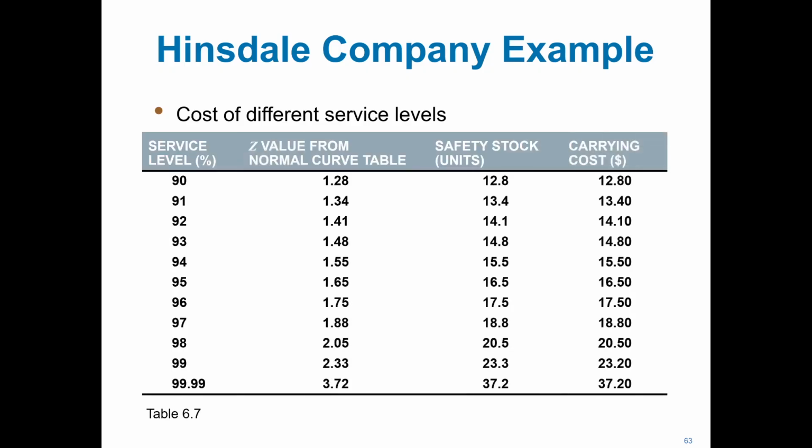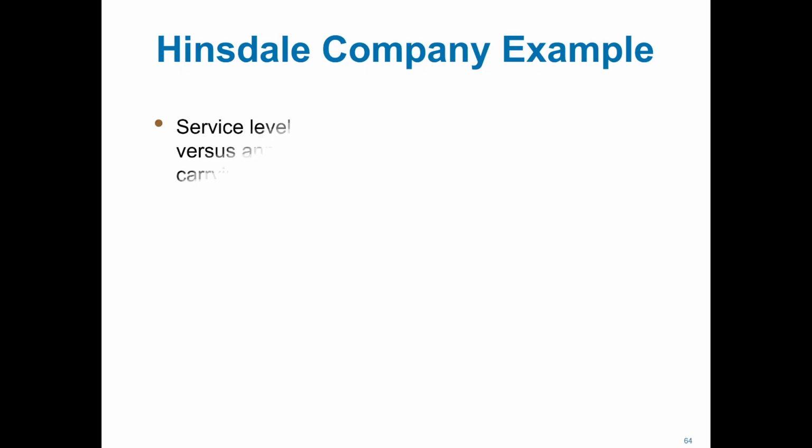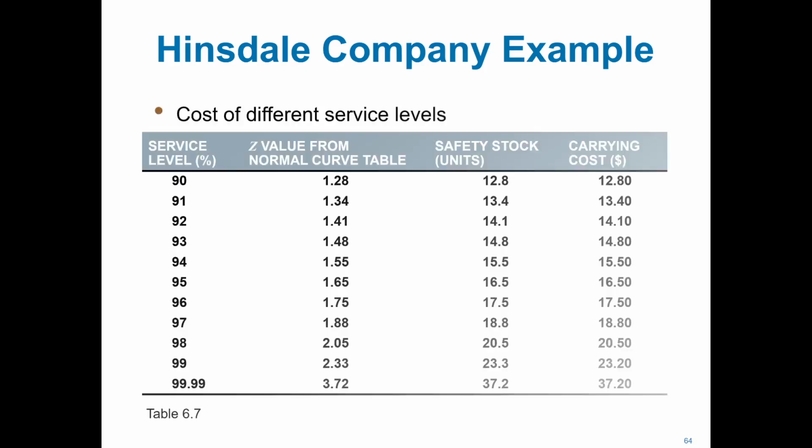Here we are showing that for the same example, where sigma was equal to 10 standard deviation, the Z value for 90% service level is 1.28. Then the safety stock will be Z times sigma, which is 12.8.